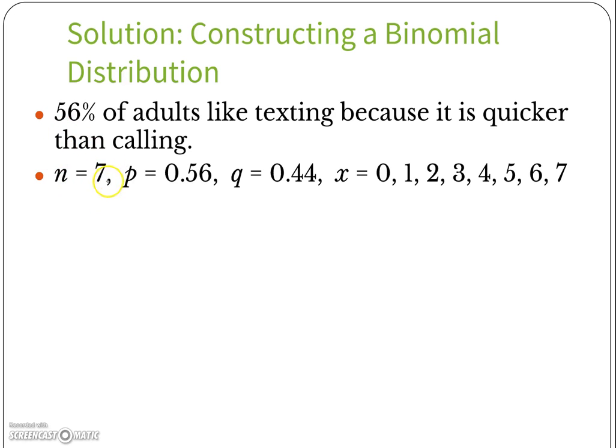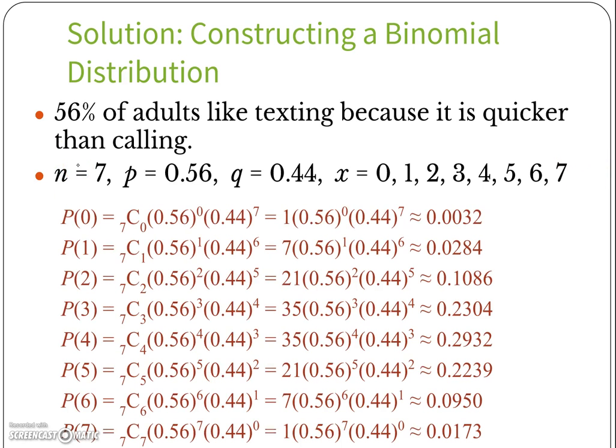We talked to 7 adults at random, so n is 7. The probability of success in this example is 0.56. Subtract this number from 1 to get q, the probability of failure. And for successes, it could be any number from 0 to 7 because we had 7 people. So we can find all of our probabilities by plugging into the formula. When x equals 0, we're going to do 7 choose 0, and this is our p to the 0, q to the 7. Notice how the 7 here is the same as that 7, and the 0 is the same as that 0.